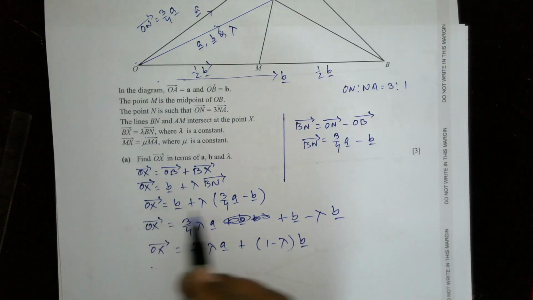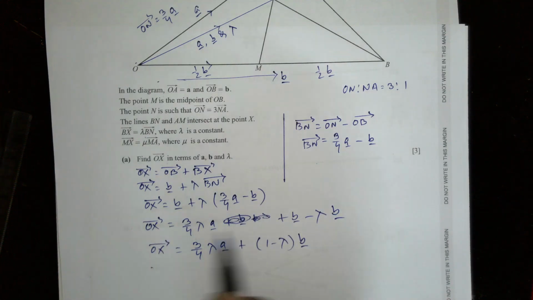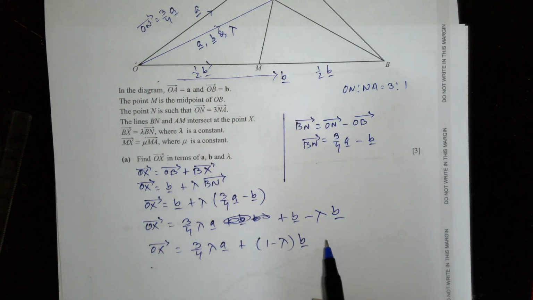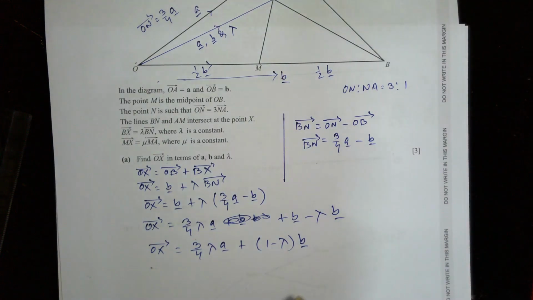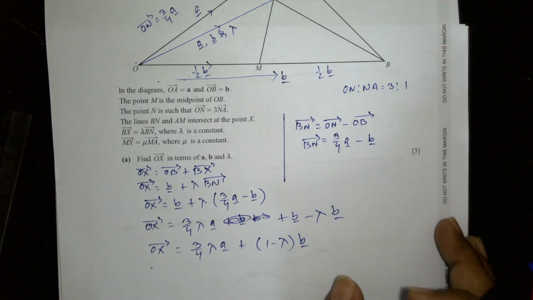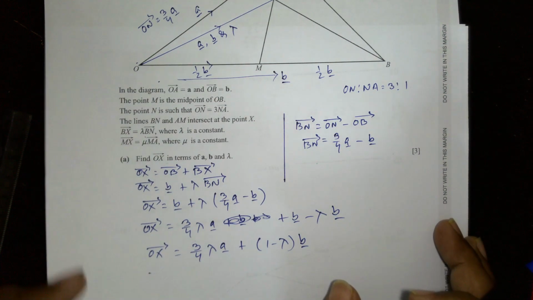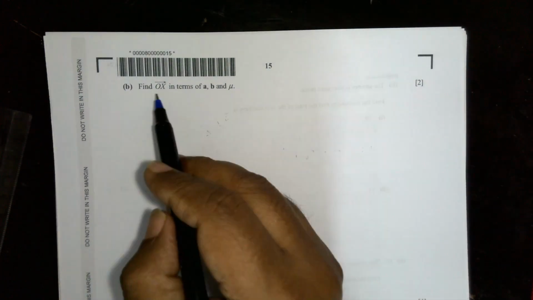We could have finished the math here, but this extra step will help in the next part. Got it. So we just sort it out so that it can help us in the next part. Okay, so can I go to the next part? Yes, you can. Now it says, find OX in terms of A, B and mu.